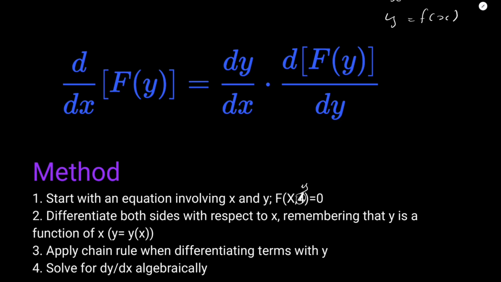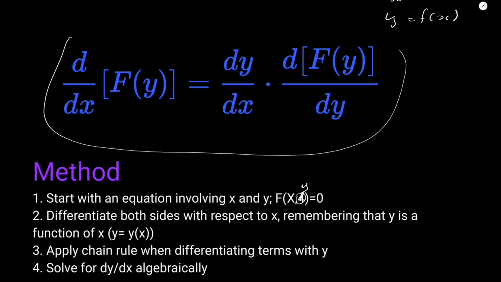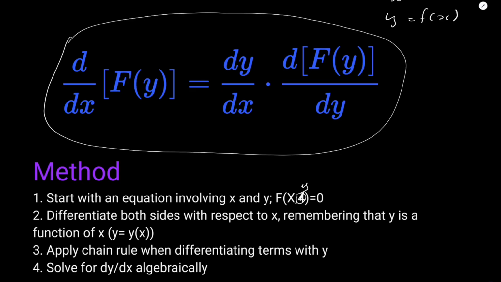Second step, differentiate both sides with respect to x. Remember that y is a function of x, that is y is y of x. The next step is apply the chain rule when differentiating terms in y. Here is a formula which has already been outlined to apply the chain rule in differentiating functions in terms of y. This formula states that the derivative with respect to x of any function f in terms of y is the same thing as the derivative of y with respect to x, that is dy/dx, times the derivative of that function f with respect to y, that is d of f of y dy.